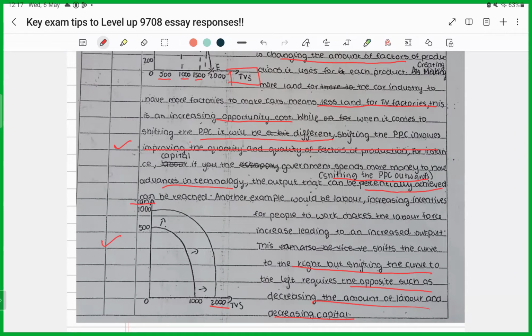But if there's a famine or there are wars, what would it cause? It would cause the entire PPC to shift inwards towards the left.